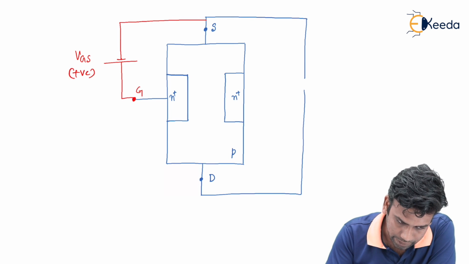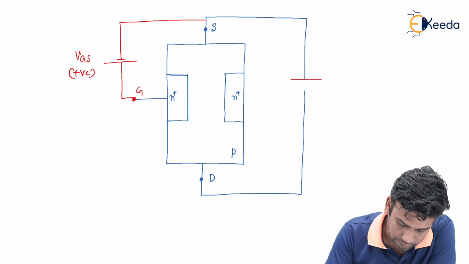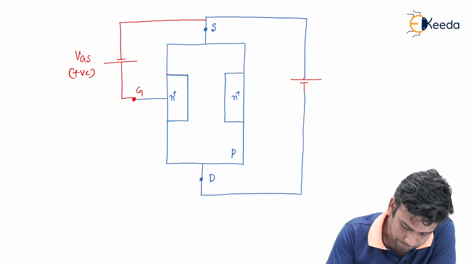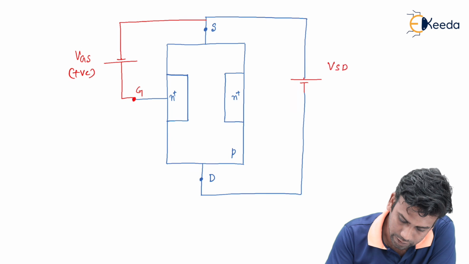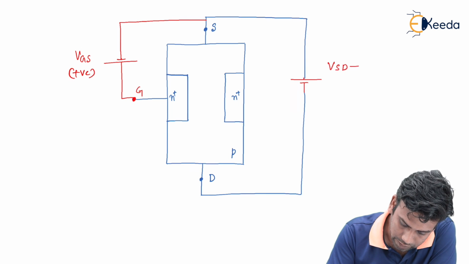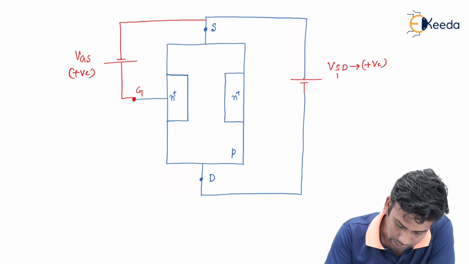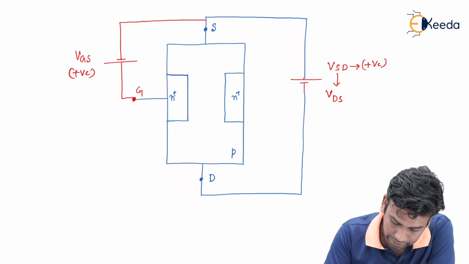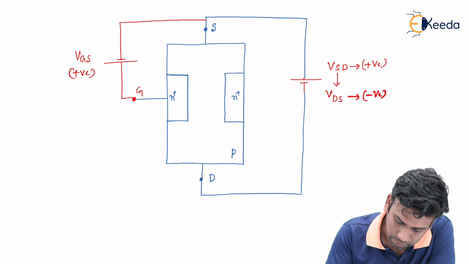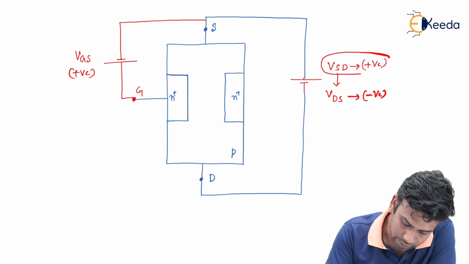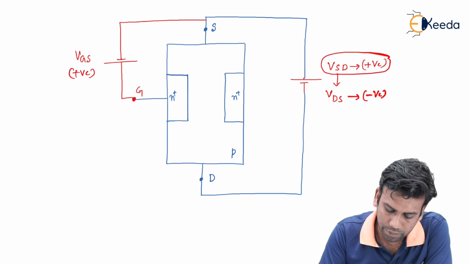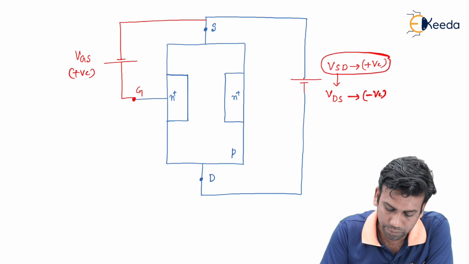Similarly, we will apply some potential at the source to drain. So this is the VSD that we have applied, and this VSD is positive here. If we write this VSD in the VDS form, in some books they will write VDS, in that case you will get a negative potential, but we are using this convention. Okay, you can use the VDS also, and in this case VDS will be negative.